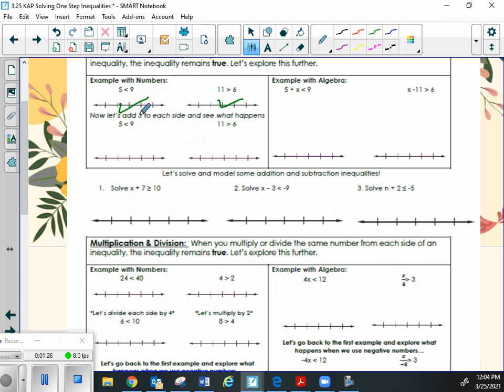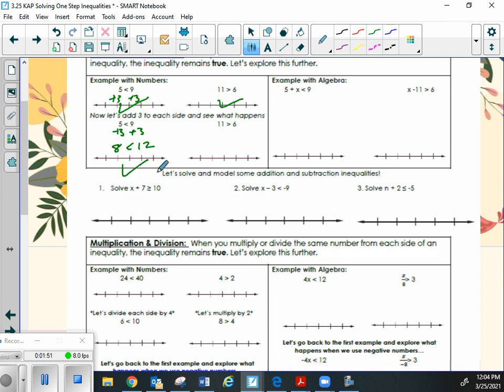It says, now let's add 3 to each side. So if I added 3 and added 3, again, you don't have to take full notes. You can just watch along. Actually, I'm going to do down here, plus 3, plus 3. What would that new inequality be if I added 3 to both sides? It would now be 8 is less than, is that statement true? Yes, so again, I'm just going to check it.